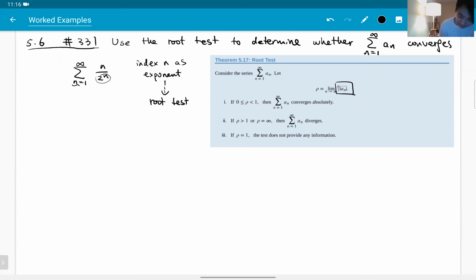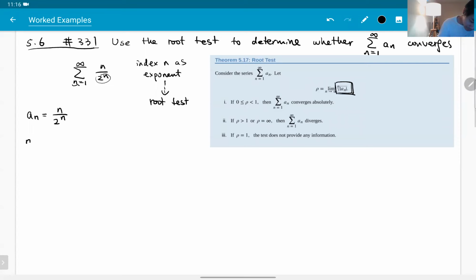Okay, let's go back to the question. To do a root test, we have to investigate the nth root of a sub n. Now, a sub n is just n over 2 to the n. Now we have to take the absolute value, but n and 2 to the n are both positive, so the absolute value just disappears.